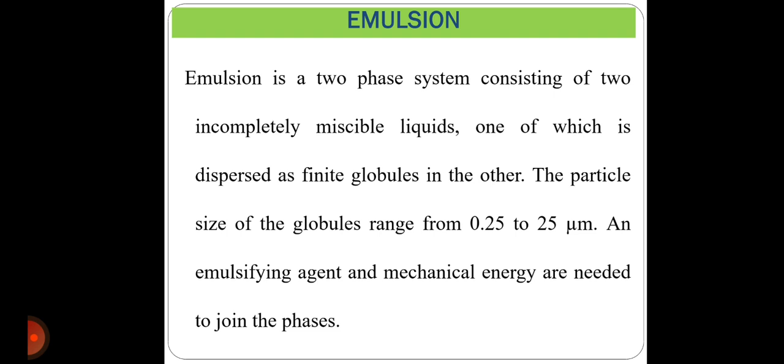It can only be possible when we add a third ingredient or third agent which has both hydrophilic and hydrophobic properties and can disperse one liquid into another liquid. If we don't add any third agent, that is, an emulsifying agent, then the two phases remain completely immiscible. So adding an emulsifying agent to formulate a stable emulsion in which globules are uniformly dispersed or distributed is very important.